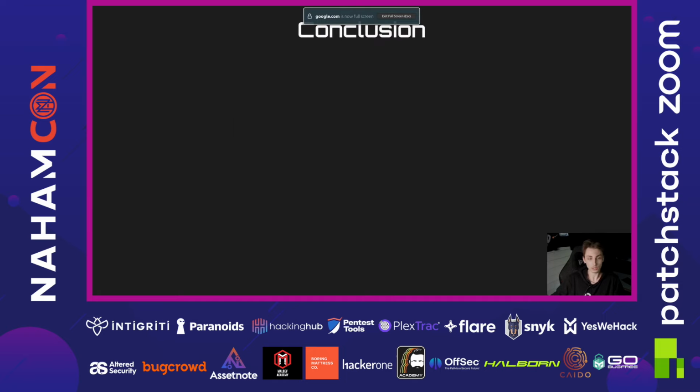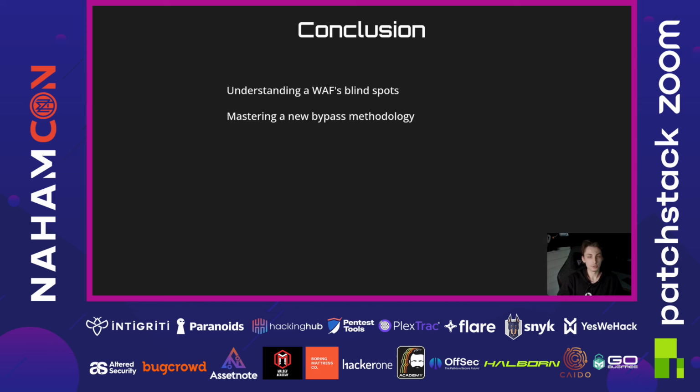So, as a conclusion of the full presentation, we have learned to understand a firewall's blind spots, where the firewall has a hard time understanding which part is malicious and which part is not. We have then mastered a new methodology where, instead of fuzzing for payloads and bypassing, you take one payload and send the full payload. If you get blocked, you then split the payload into different parts, sending one part and seeing if that part is actually the trigger of the full payload.